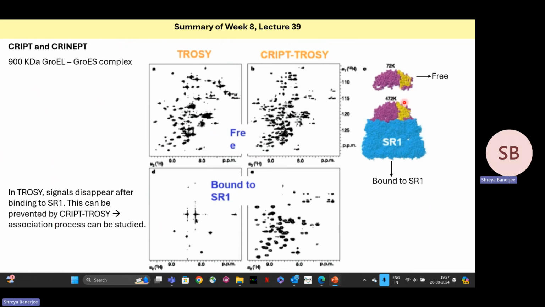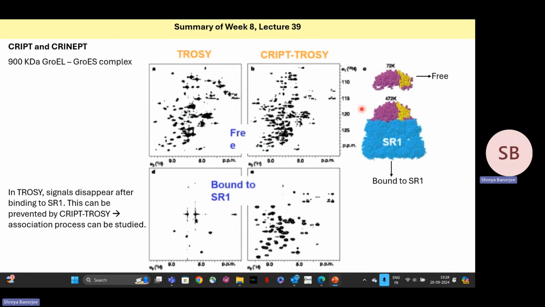Now the problem is that even large molecular weight or large tumbling time can be resolved by TROSY. But when you have this kind of binding of one protein to another protein forming a large protein aggregate, the TROSY signal is disappearing. So the association process cannot be studied by TROSY because the moment it is binding, you can see there are so many TROSY signals in the free protein, but the moment it is binding to SR1, most of the TROSY signals are disappearing.